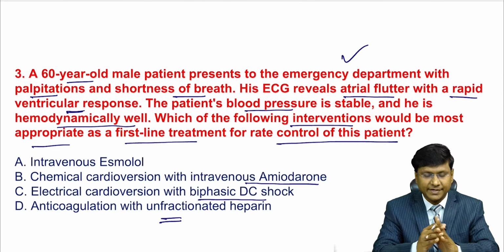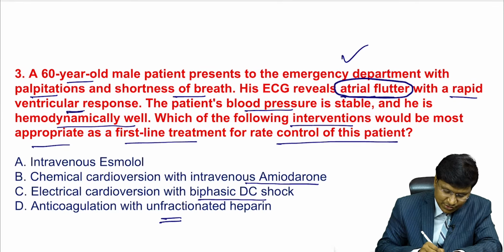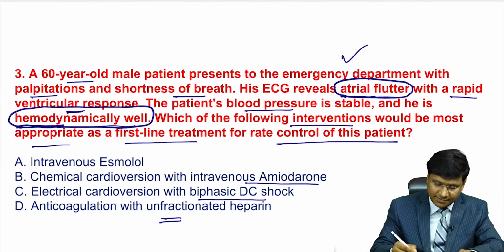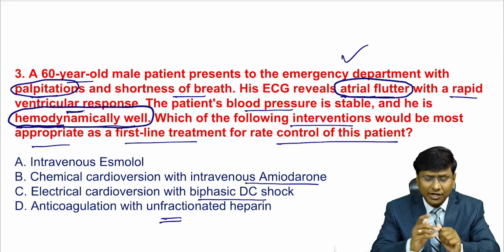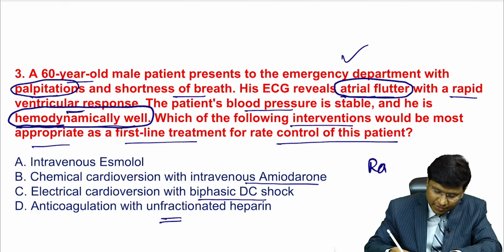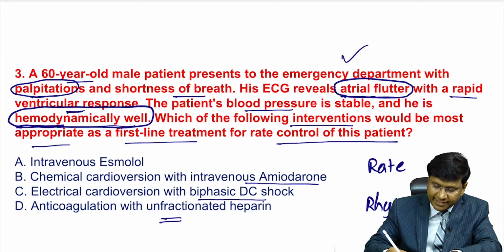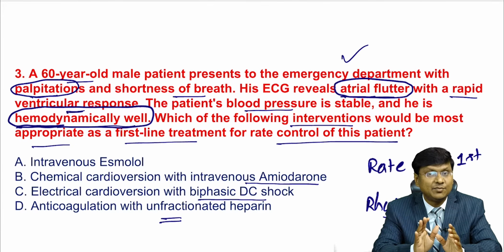So now this particular patient is in a state of atrial flutter, and the individual is hemodynamically well. So in a patient with atrial flutter presenting with palpitations as well as shortness of breath, rate control is very important, and rhythm control is also very important. But out of these two, rate control is the one which has to be achieved first. And here the individual is hemodynamically stable.